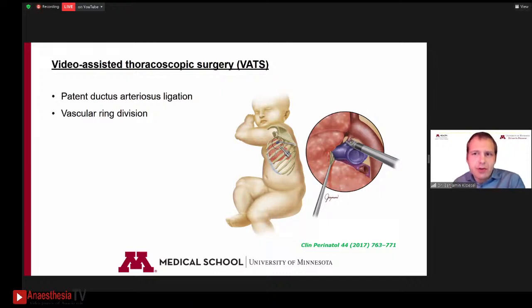VATS surgeries have not really been used for intracardiac repairs at this point. There is interest, and people are looking at whether cannulation is possible, but again, in the pediatric population, the size of the patient and the size of the equipment is really the limiting factor. For PDA ligations, as compared to a typical thoracotomy, the VATS approach has shown a shorter recovery time and less stress on the patient during the procedure.